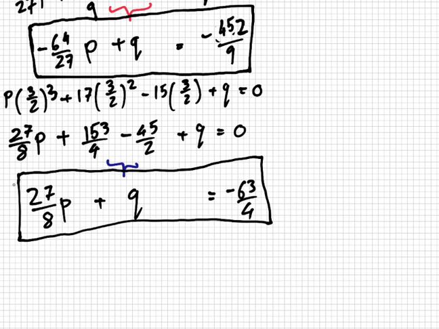I have a few methods, don't I? Graphical, elimination, substitution, matrix, Gaussian. So what would be the best method to use here? Elimination. Why? The q's are already ready to cancel. Okay, so I'll do the top minus the bottom. Minus 64 over 27 minus 27 over 8. What's that, please?